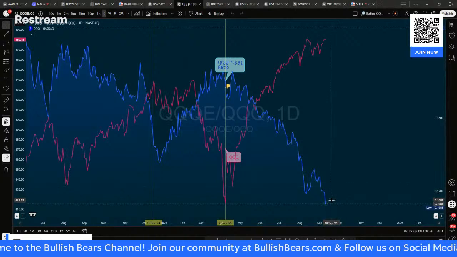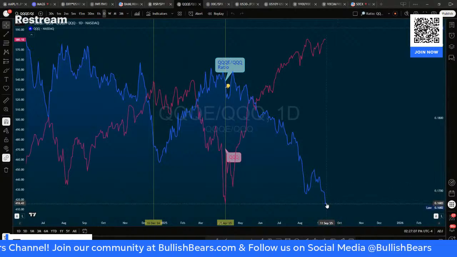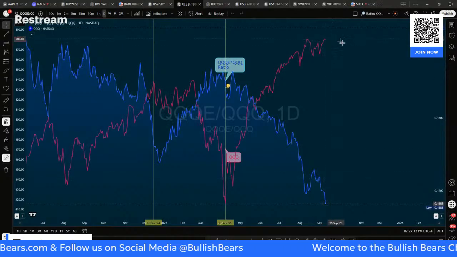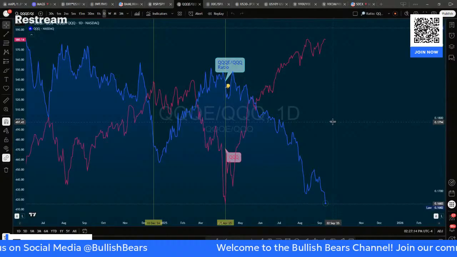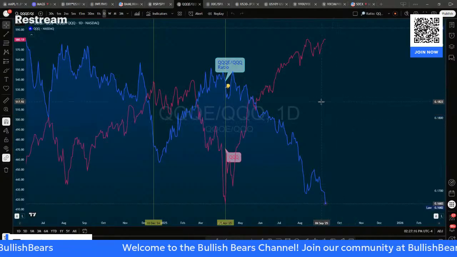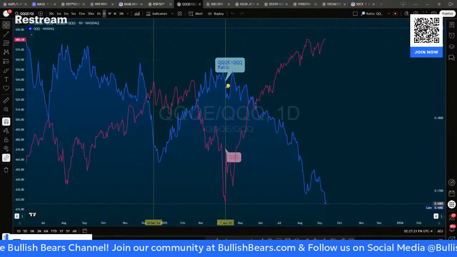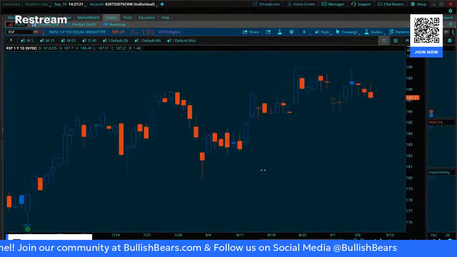What I'm going to be looking for at this point is to see the ratio pull back or to see the cues break out. Let's see if I understand this question correctly.